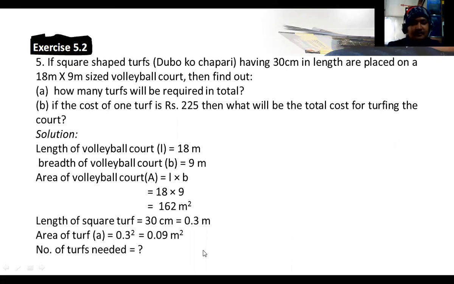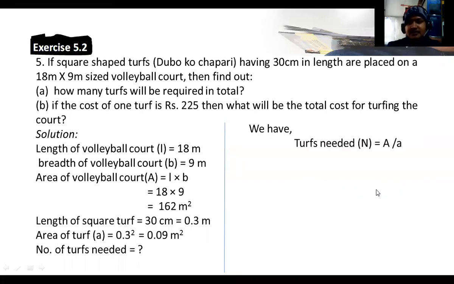Now, the number of tops needed we have to calculate at first and then the cost. Tops needed is equal to N is equal to capital A by small a. Capital A, that means the area of court, is 162 and the area of each top is 0.09. Divided, 1800. Be clear? 1800, sir. Okay. 1800 tops are needed.